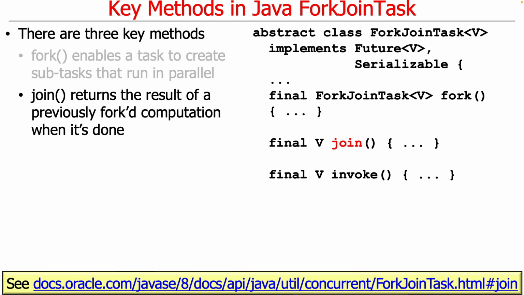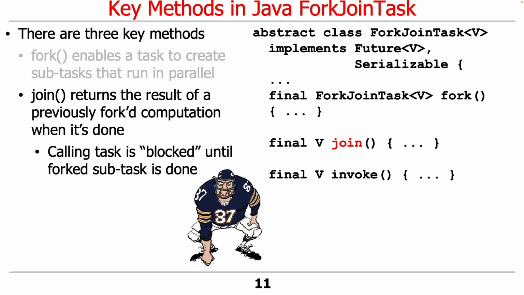Join, in contrast, returns the result of a previously forked computation when it finishes running. And as you can see here, join is going to return a value of type V, which is parameterized as the parameter to the ForkJoinTask. So that's the return value. V is for value. V is not for vendetta in this context, it's for value.